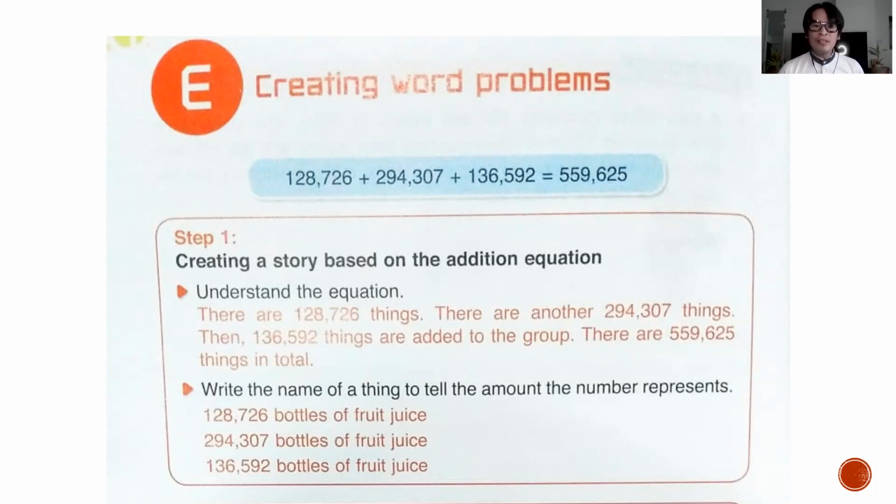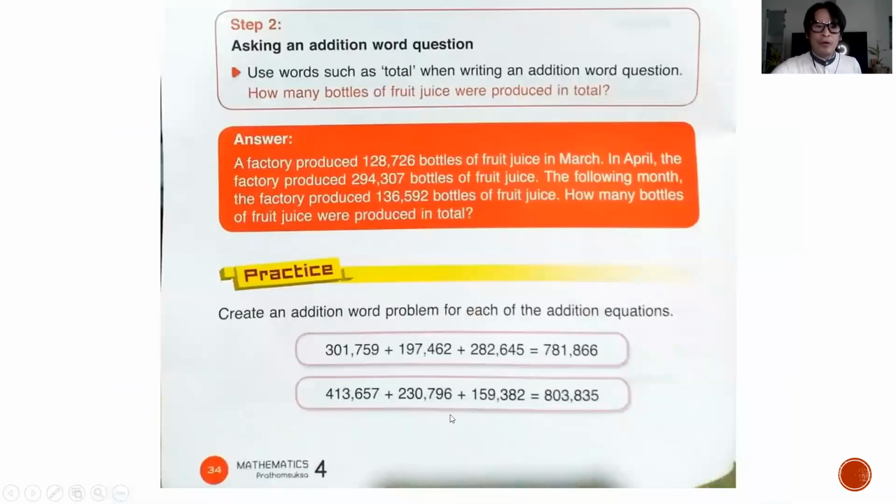So juice, like orange juice, pineapple juice, or whatever juice that would be. So number one, I will repeat what Bible read: understand the equation. Number two, write the name of a thing to tell the amount the number represents. So our first example, step two, asking an addition word question. Use words such as a total when writing an addition word question. How many bottles of fruit juice were produced in total?